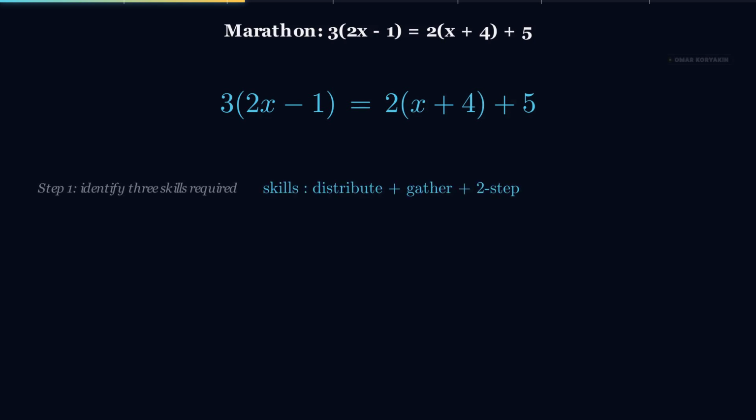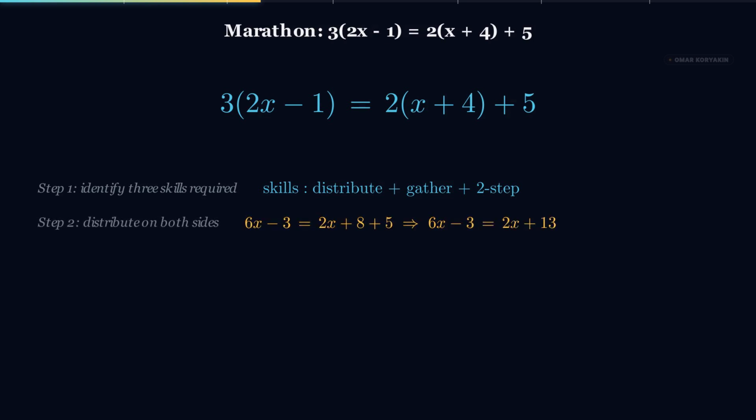Step 1. Identify the skills required. The equation has parentheses on both sides, which means distribution comes first. After distribution, it has the variable on both sides, which means the gather step. After gathering, it will be in two-step form, which means the reverse PEMDAS inverse procedure. 3 skills in play, in a clear order: distribute, gather, two-step.